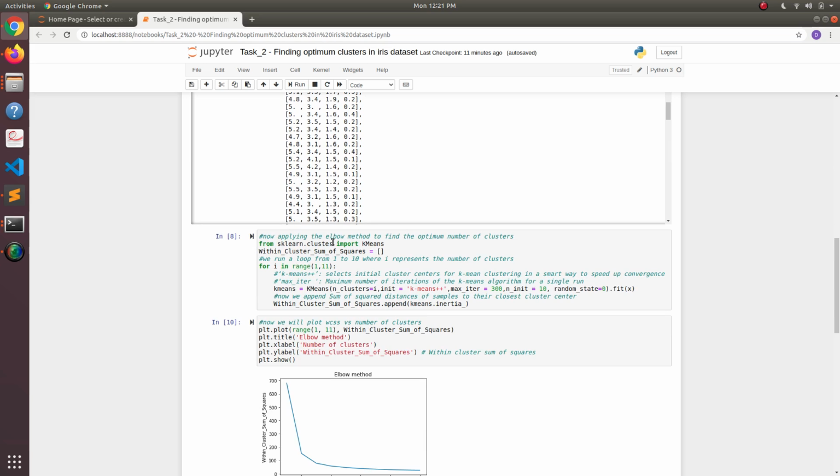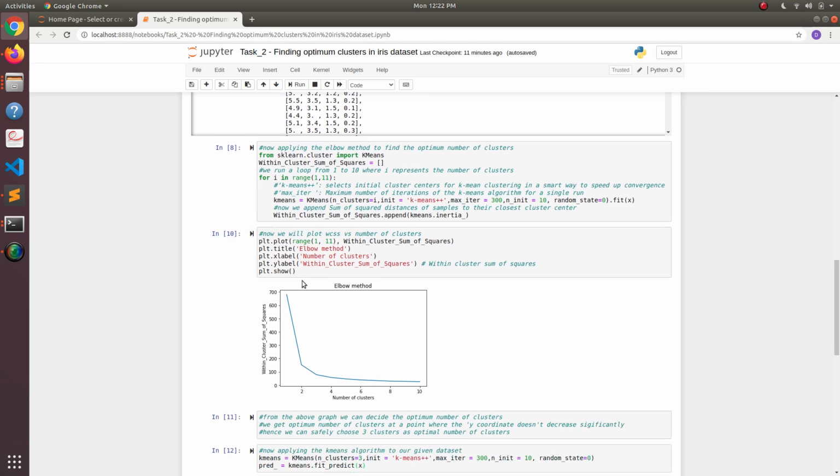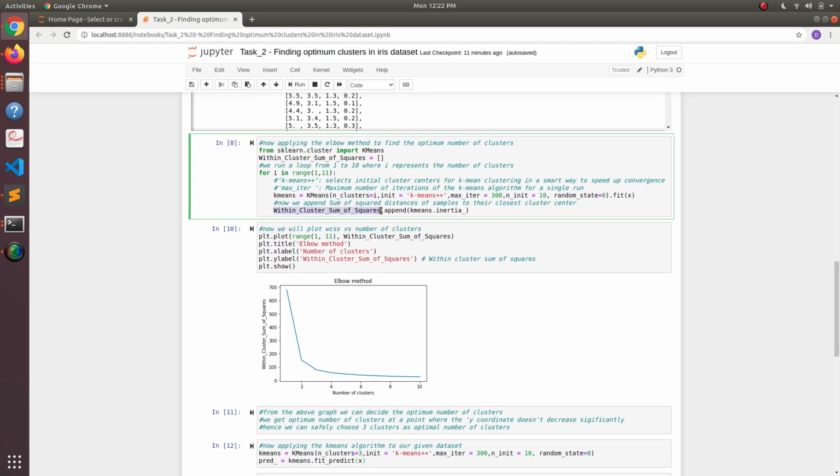Now we apply the elbow method to find the optimum number of clusters. We run a loop from 1 to 10 where i represents the number of clusters. For each i we run the k-means. That means that for one cluster we apply the k-means algorithm, for two clusters we apply the k-means algorithm, and so on till 10 clusters. We append the sum of square distances of samples to the closest cluster center into a list. This is the list.